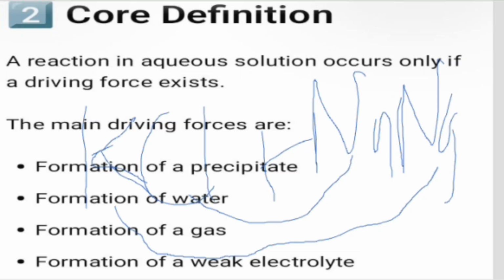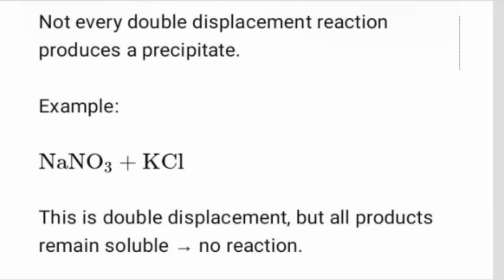Not every double displacement reaction produces a precipitate. For example, with sodium nitrate plus potassium chloride, this is double displacement, but all products remain soluble, because sodium chloride is formed, which is soluble, and potassium nitrate is formed, which is soluble. Thereby there is no reaction because there is no precipitate. When we are talking about a precipitate, there should be an insoluble solid. And stay tuned, because we are going to talk about how to know if a compound is soluble or insoluble.